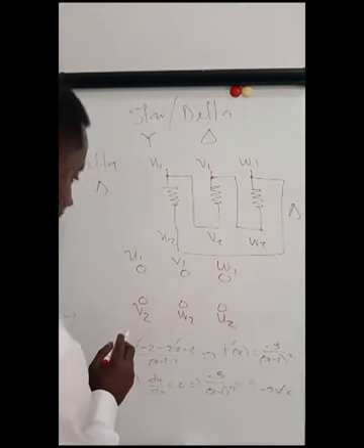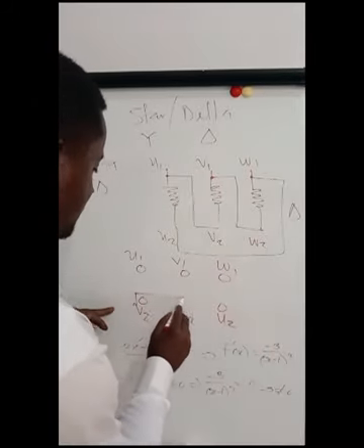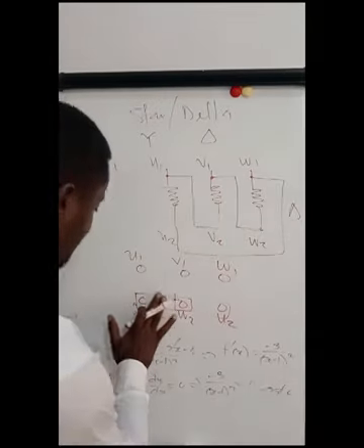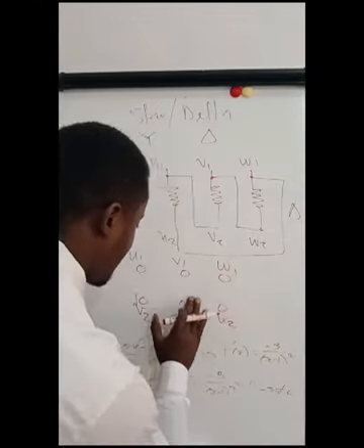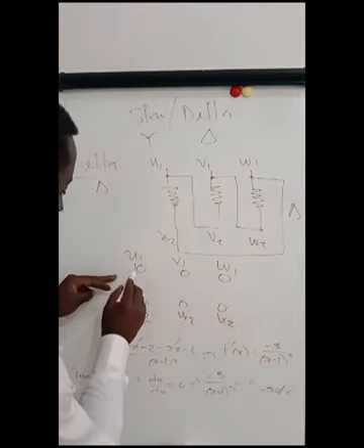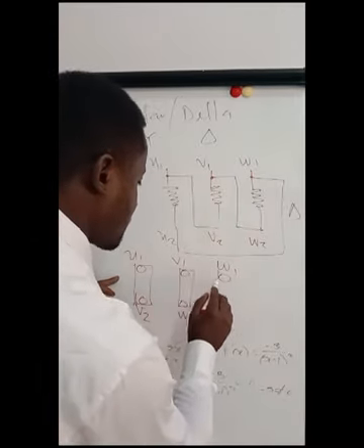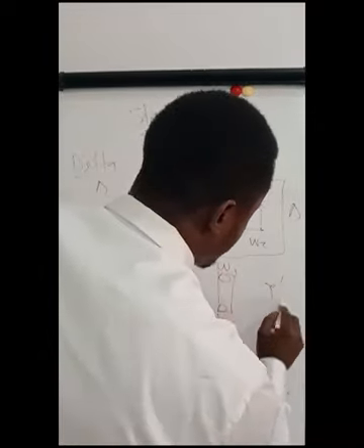So in star, what does it say? It says that the ends of all the windings are coupled together to achieve star. The same way, in delta, the start of each winding is connected to the end of the next winding. So we've achieved both star and delta.